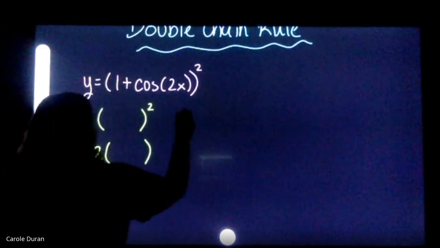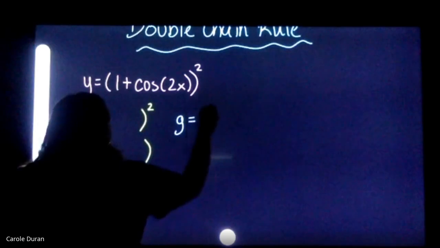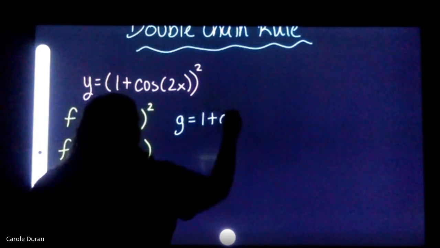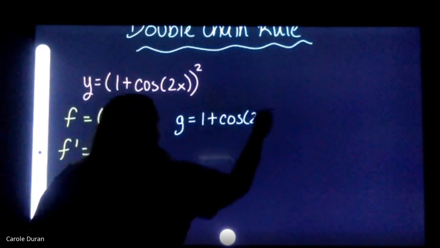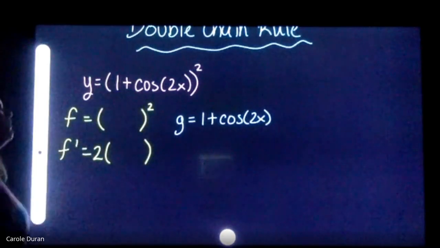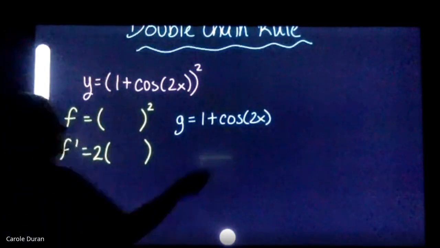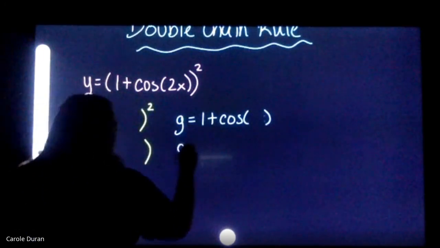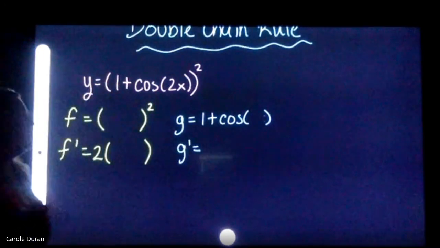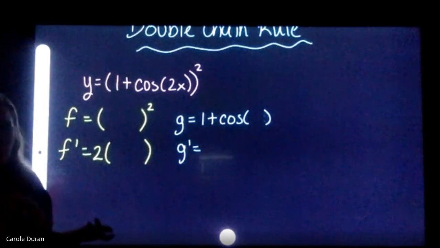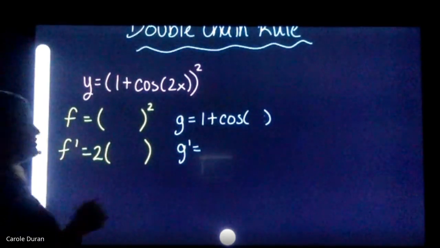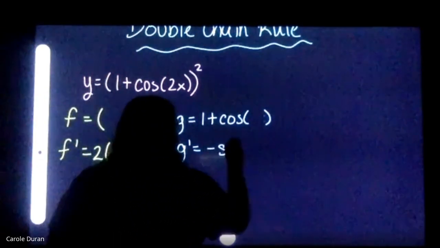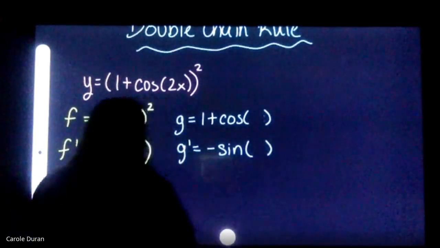My g function is what's inside the parentheses, so 1 plus cosine of 2x, or cosine of what's in the parentheses. There we go. We'll do it that way. And then the derivative of that is the derivative of 1, which is 0, plus the derivative of cosine, which is negative sine of whatever's in the parentheses.